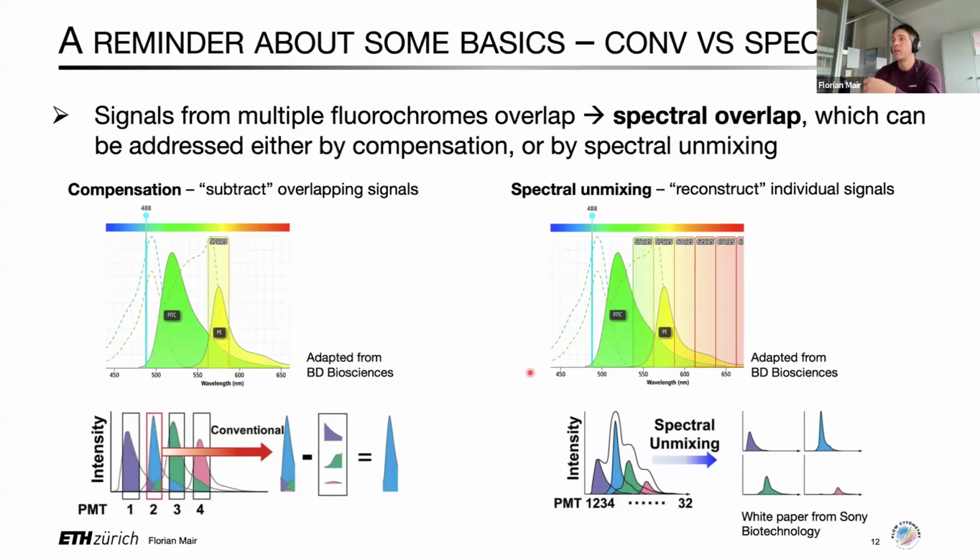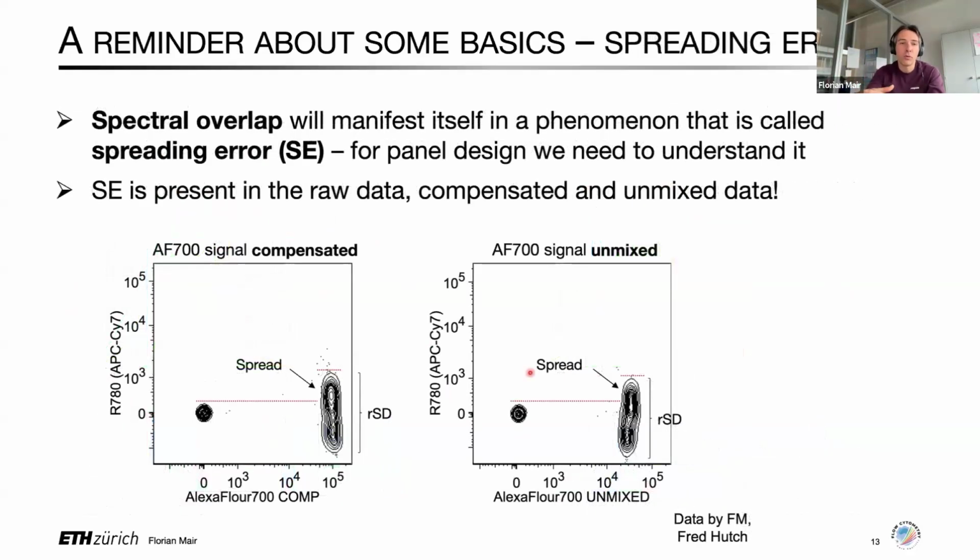However, despite the fact that the math is slightly different, the outcome for the real world problem that we believe is one of the main problems in panel design, spreading error, is the same. So this is actually some data that is quite old. That was a prototype of the Spectral Symphony from like 6 years ago, or 5 years ago, I believe by now. And here it's really the same single stain run on the very same instrument. And one time it's compensated and one time it's unmixed.